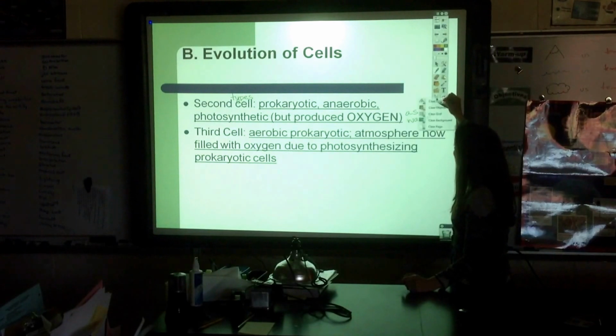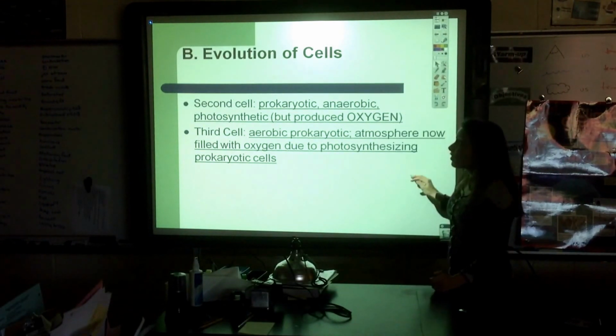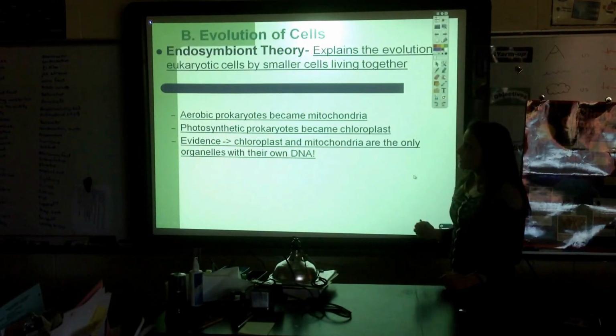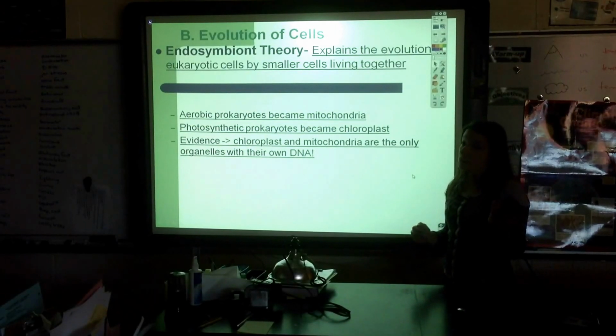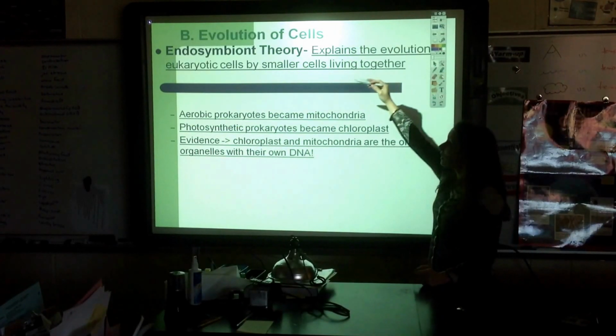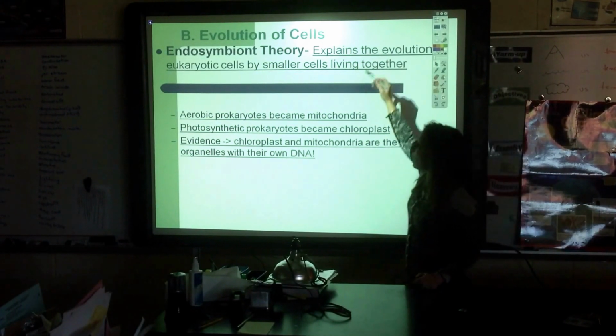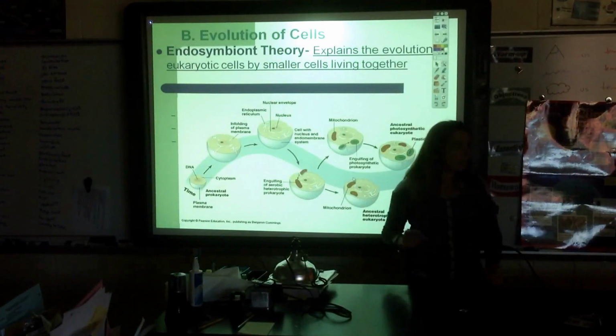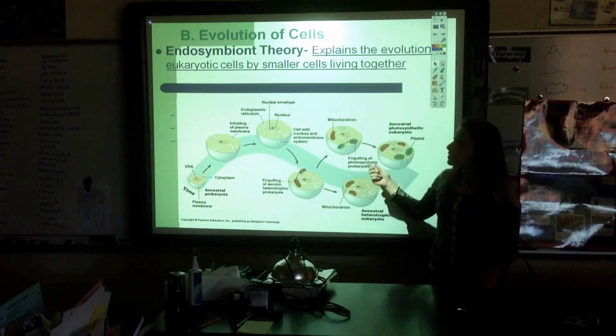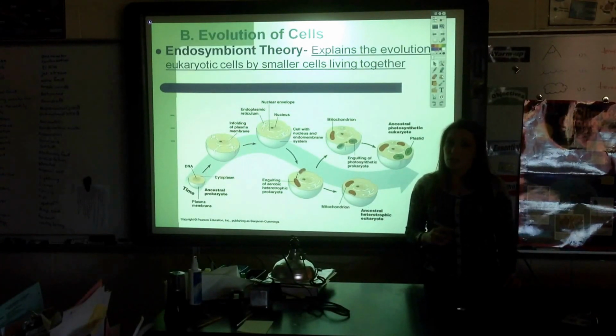And so what we want to understand is that as cells have evolved, we get a variety of cells. And the very last part is understanding where eukaryotic cells came from. It's this idea that smaller cells actually started to live together in something called the endosymbiont theory.